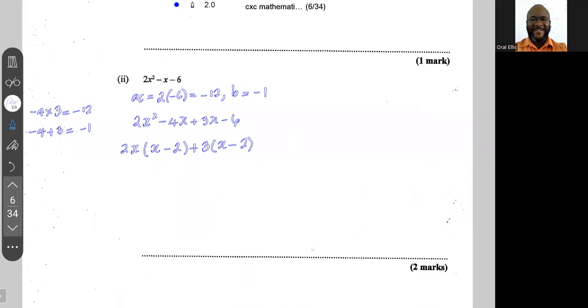Now, in this expression, x minus 2 is common. That goes over to the left. And in the next bracket, we're going to put 2x plus 3. So this is how we factorize a quadratic expression using the ABC method.